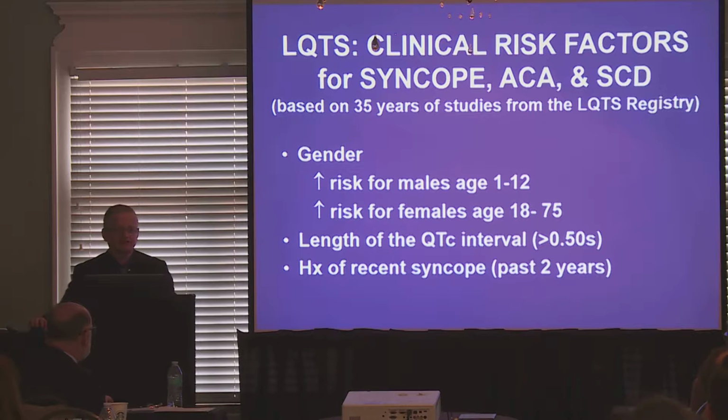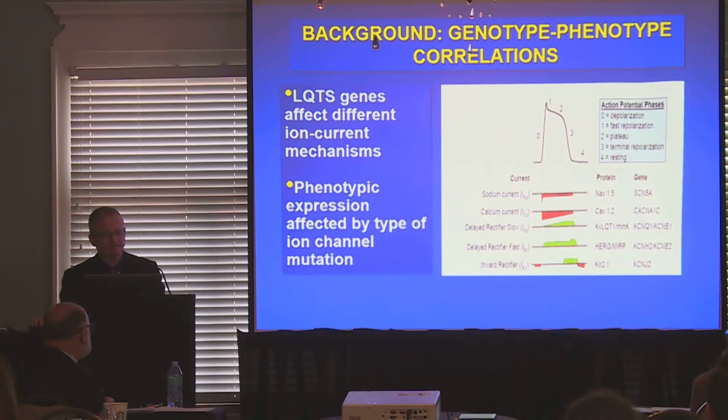We know that sex affects the risk: males between age 1 and 12, women after the onset of adolescence. The QTc interval, especially, as I mentioned earlier, above 500 milliseconds. A history of syncope, especially recent syncope within the past 2 years, is going to increase the risk of sudden cardiac death subsequently. So those are clinical risk factors: sex, age, QTc, and clinical history.